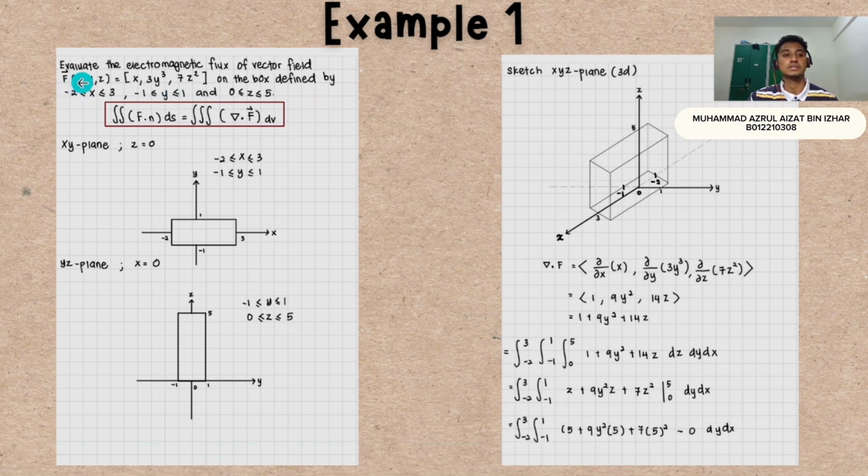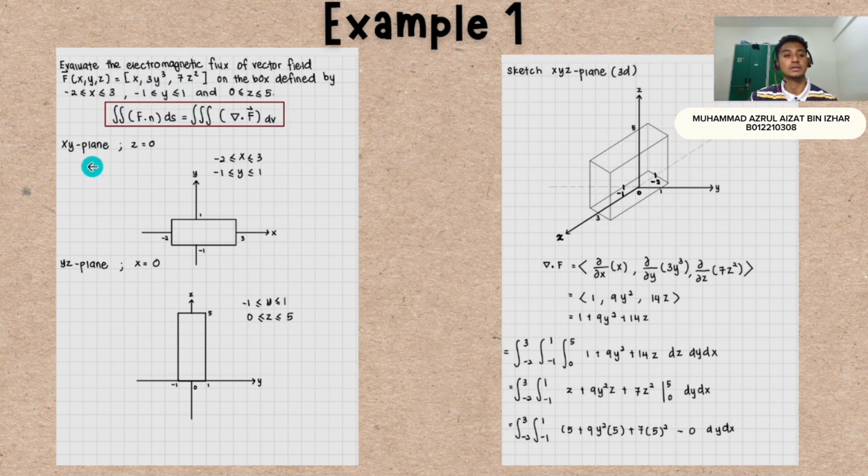For the first question, evaluate the electromagnetic flux of the vector field. The function is x, 3y cubed and 7z squared on the box defined by the limits for x: lower limit -2, upper limit 3; for y: lower limit -1, upper limit 1; and for z: lower limit 0 and upper limit 5. We use this formula to calculate this question.